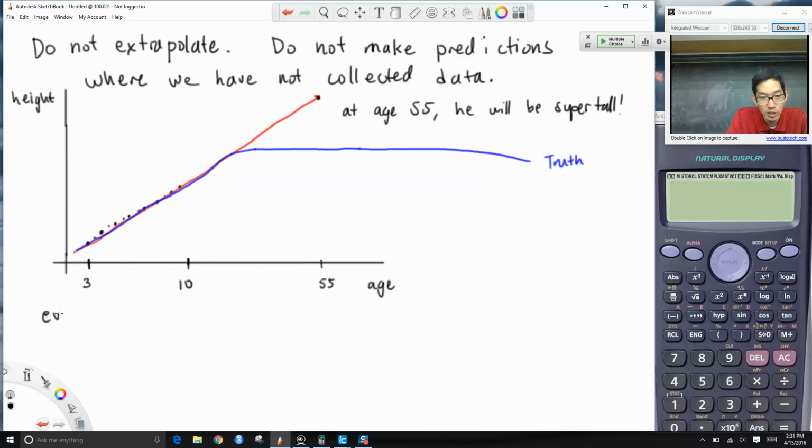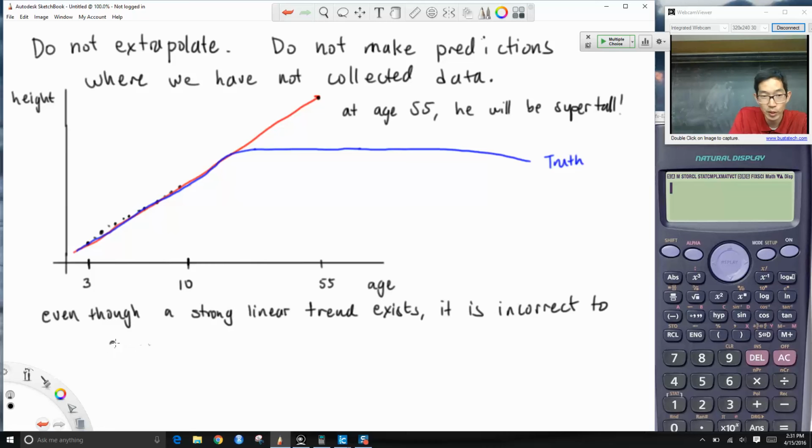So even if a linear trend exists, it is incorrect to assume this will continue forever.